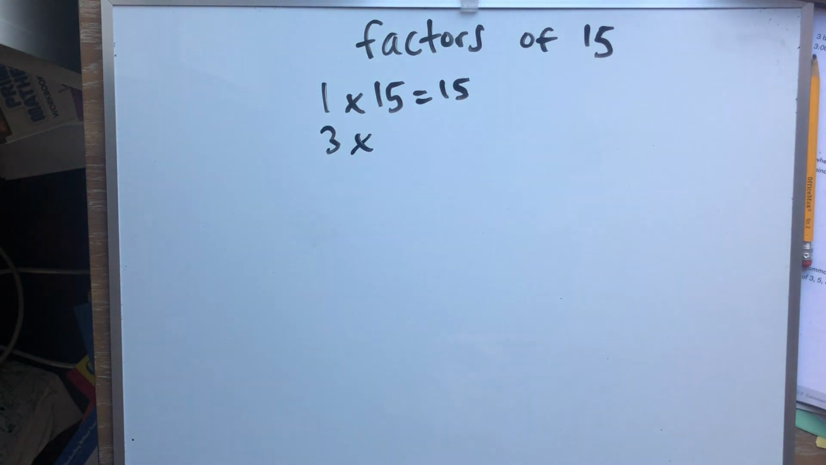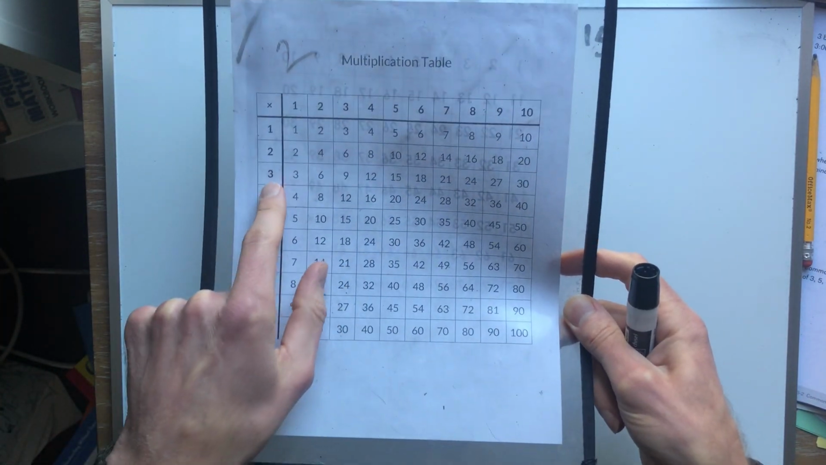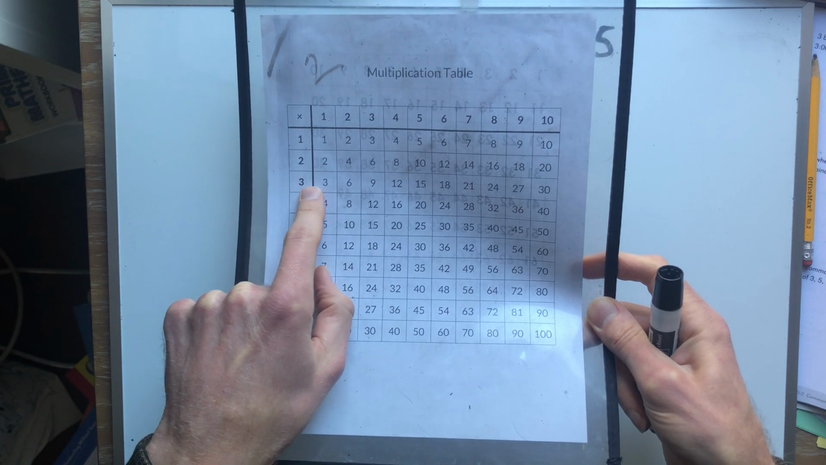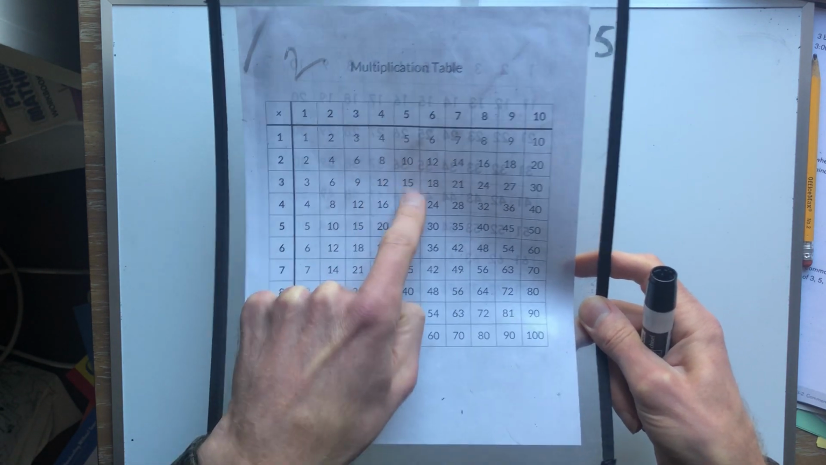If you're not sure, you guys, this is a good tool to be using today, the multiplication table. So I could just look at 3 and say, does 3 go into 15? Ding, ding, ding, ding. Yeah, 3 times 5 is 15.